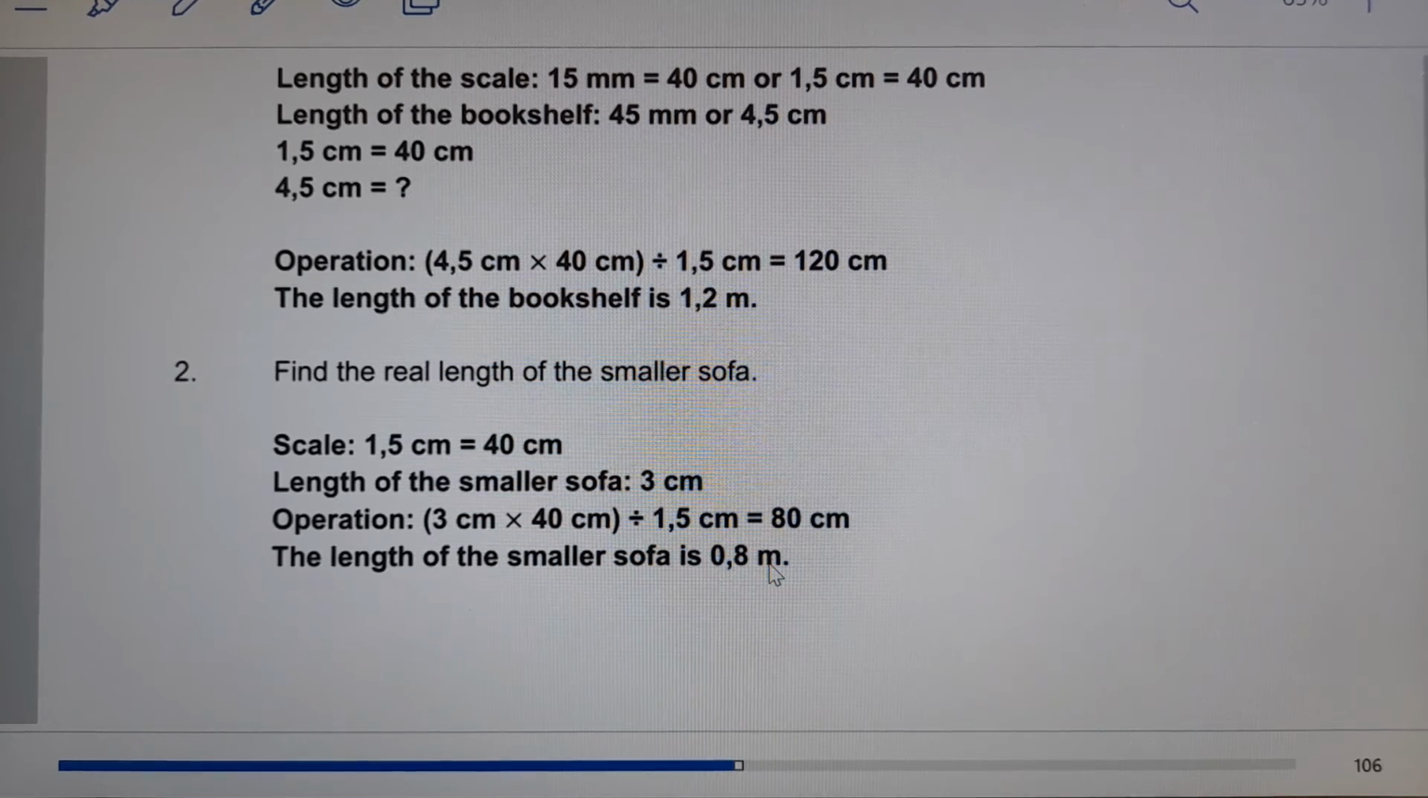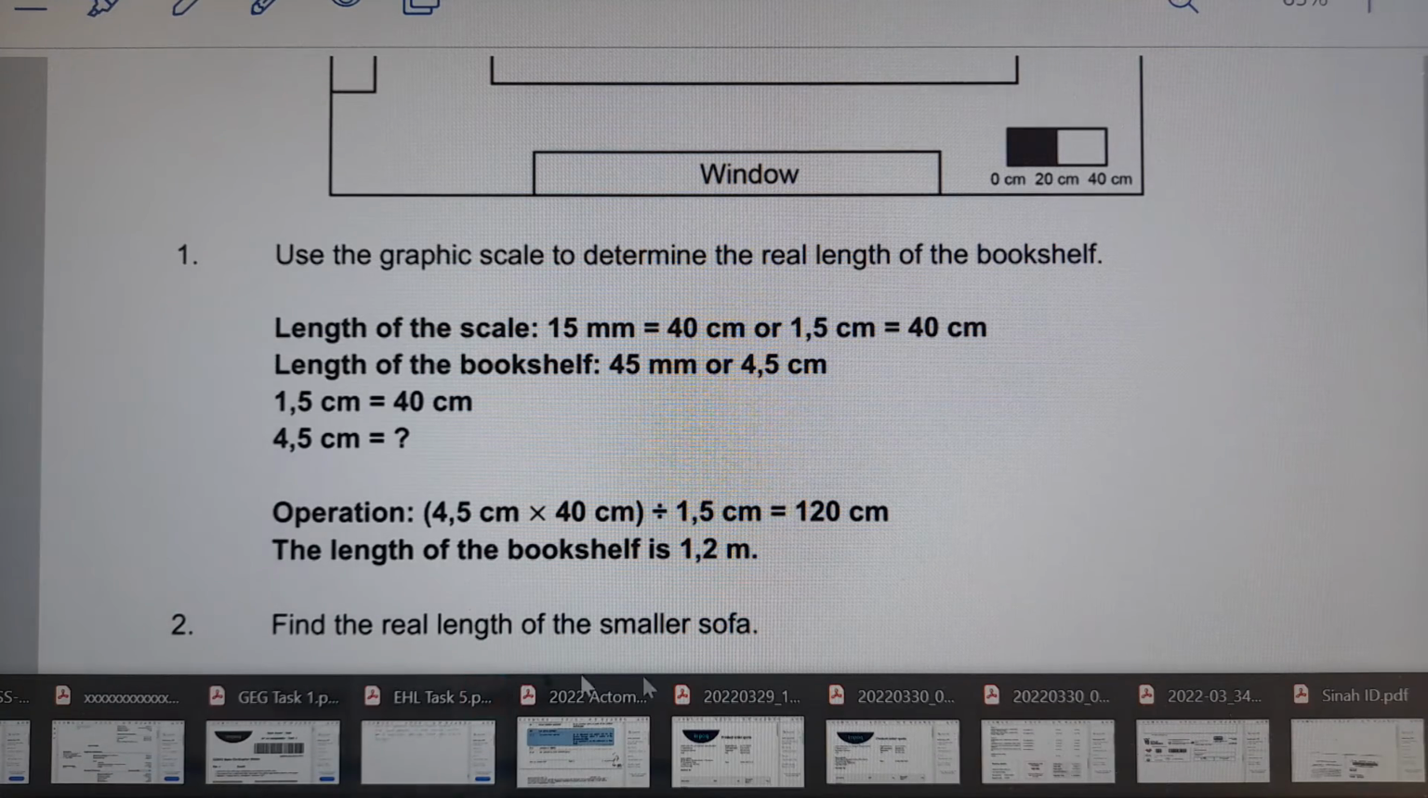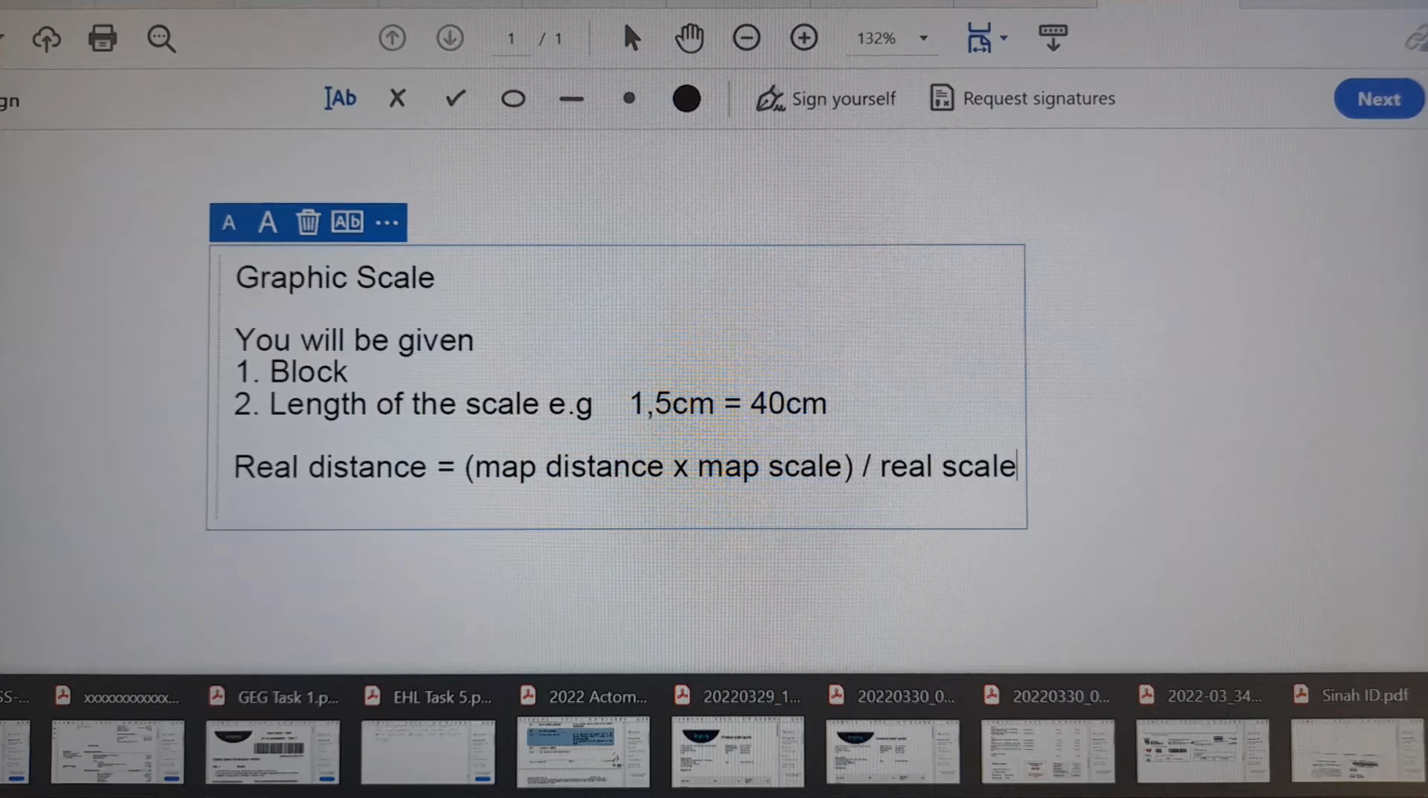So this is a little bit complex to understand, but I want to show you in a simplified way. Okay, so with a graphic scale, this is what you will be given. Okay, so let's go through this.